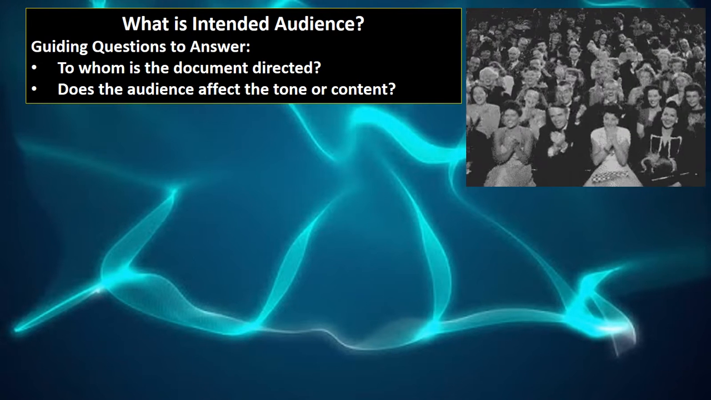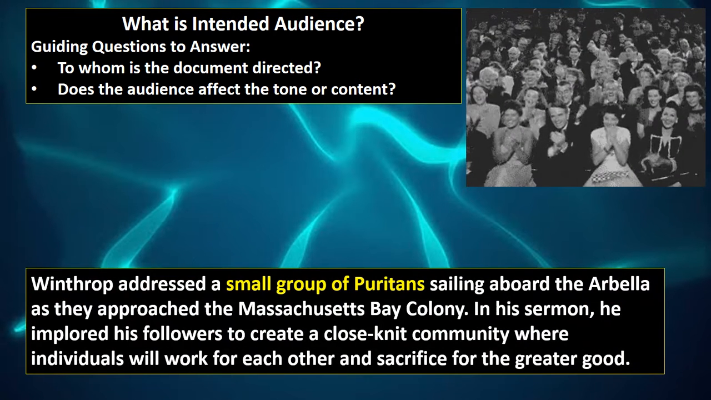So what is intended audience? To whom is the document directed? Does the audience affect the tone or the content of the actual document? Here we go with that quote from John Winthrop. Winthrop addressed a small group of Puritans sailing aboard the Arbella as they approached the Massachusetts Bay Colony. In his sermon, he implored his followers to create a close-knit community where individuals would work for each other and then sacrifice for the greater good.